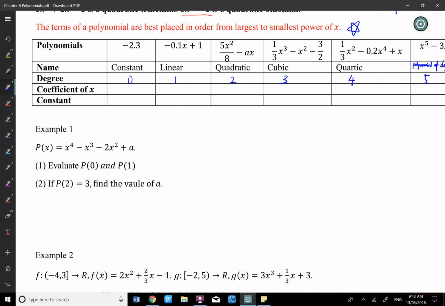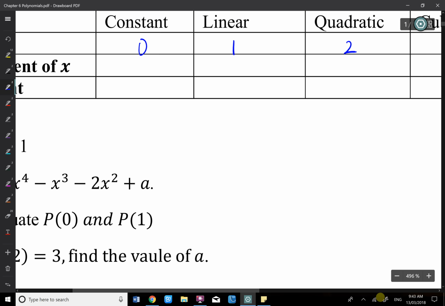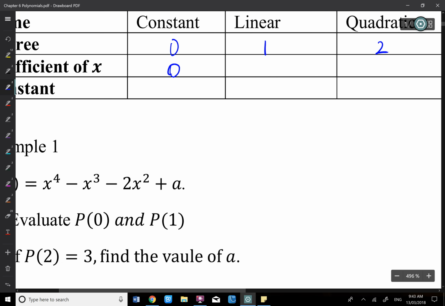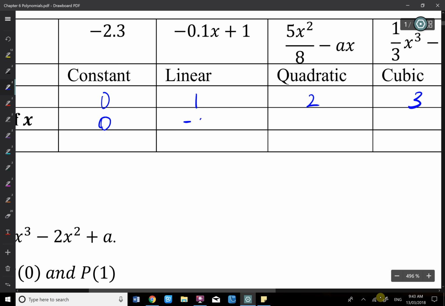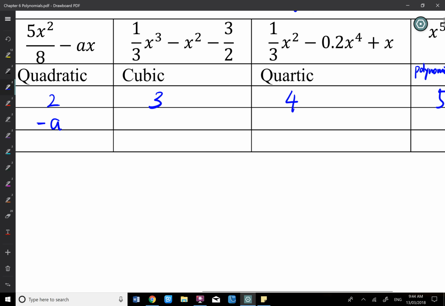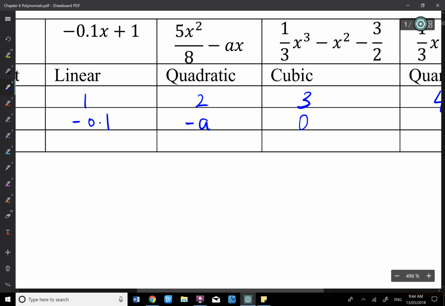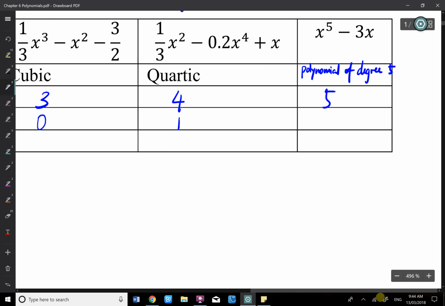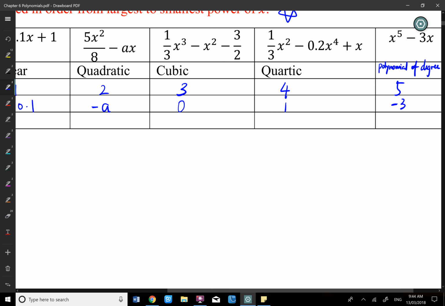Coefficient of x. For the first one, the coefficient of x is just 0. There's no x term. For the linear, the coefficient is negative 0.1. For the next one, the coefficient of x is negative a. The cubic coefficient is 0 because there is no x term. Coefficient of 1 for the next one, and coefficient of negative 3 for the polynomial of degree 5.